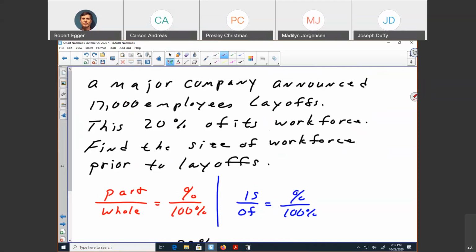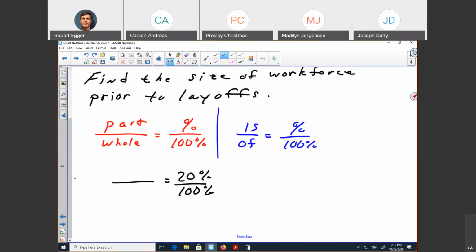Of its workforce. So 20% is going to separate the "is" from the "of". So it looks like the "of" is what we're looking for, and the 17,000 is the part, the percentage of the total, the whole. A lot of times when you do these self-talks and try to distinguish the parts of the problem, let's see what that gives us.